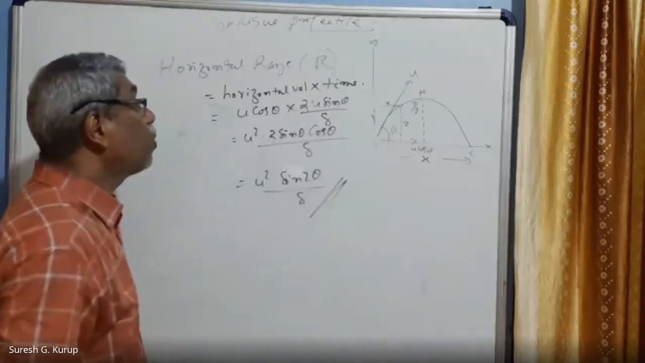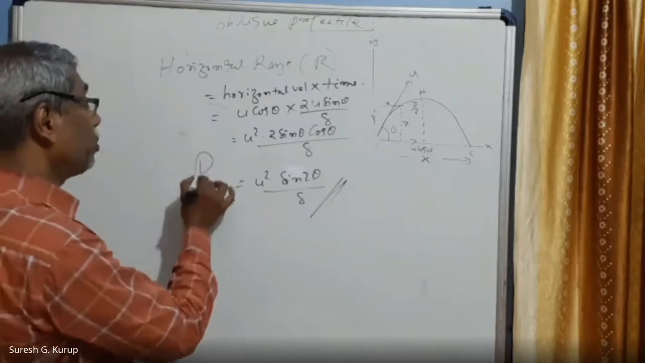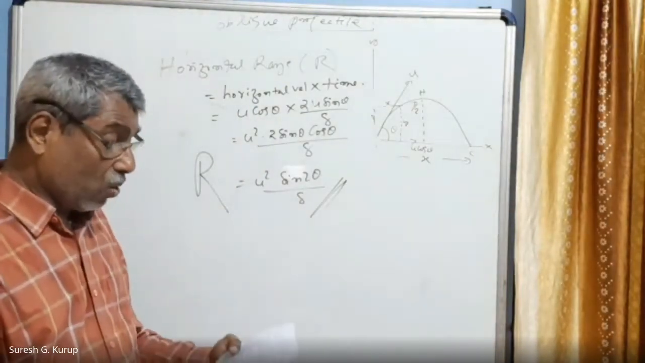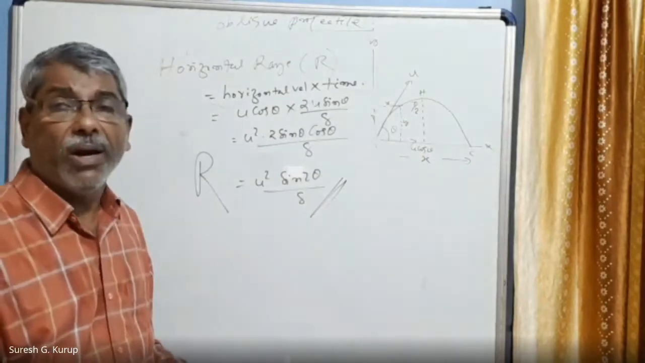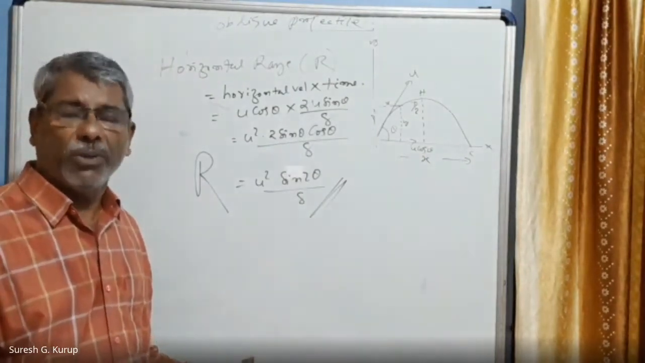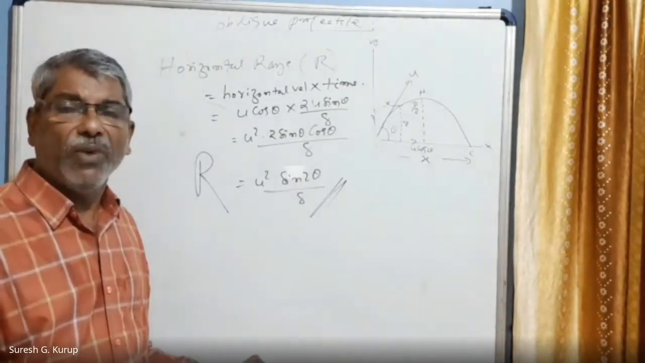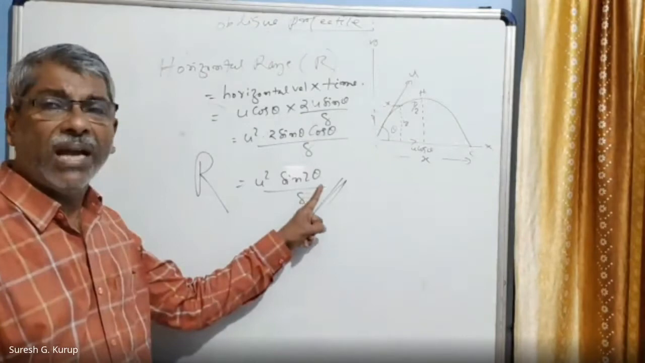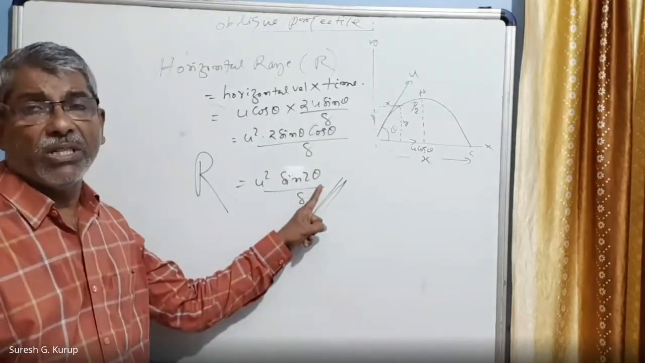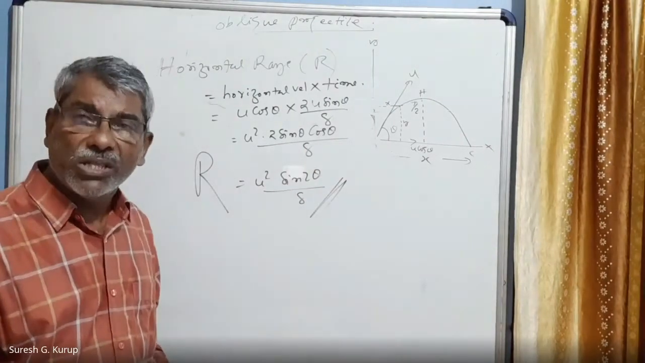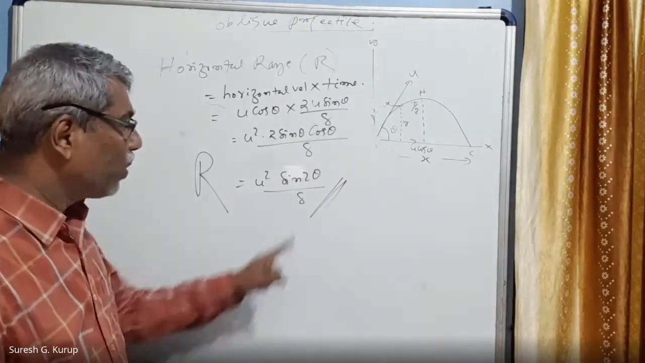This is what is called horizontal range. It is denoted by the letter capital R. What is R? R is the horizontal range. It is the horizontal distance traveled by an oblique projectile when the angle of projection was theta. What is the angle of projection? Angle of projection is the angle with which the velocity makes with the horizontal, which is called theta, right?